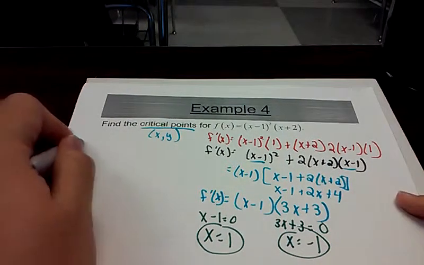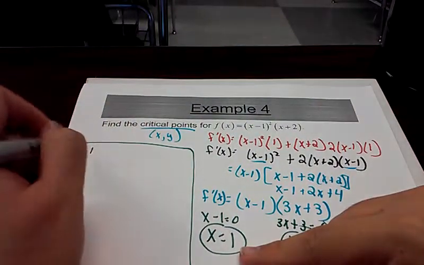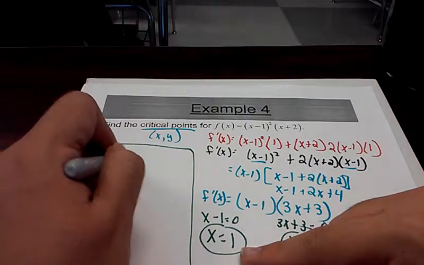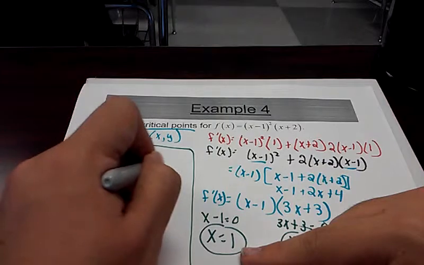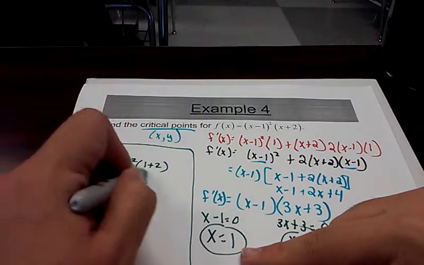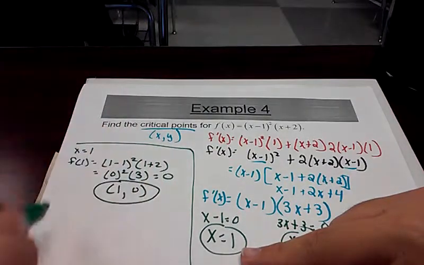So to find the critical points, I'm just going to simply plug 1 into my function. So (1 minus 1) squared times (1 plus 2). That's going to give me 0 squared, and then 3. 0 times 3 is 0. So my first critical point is (1, 0).